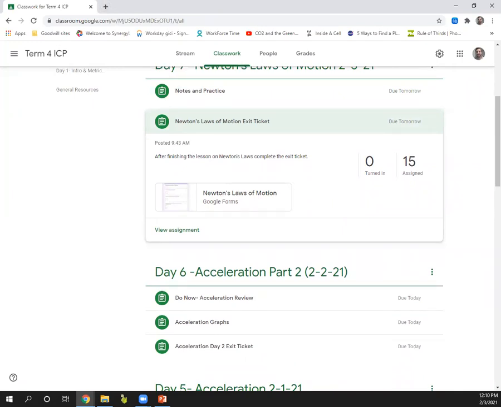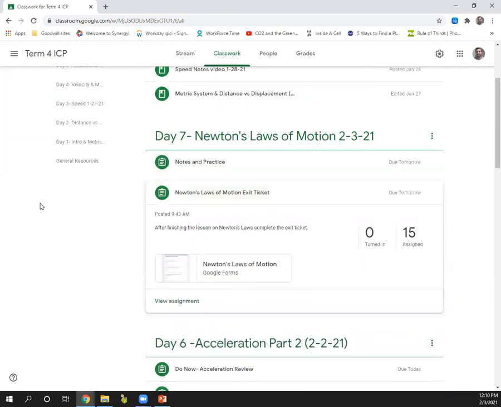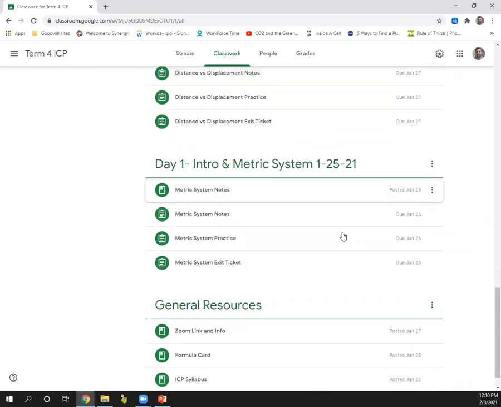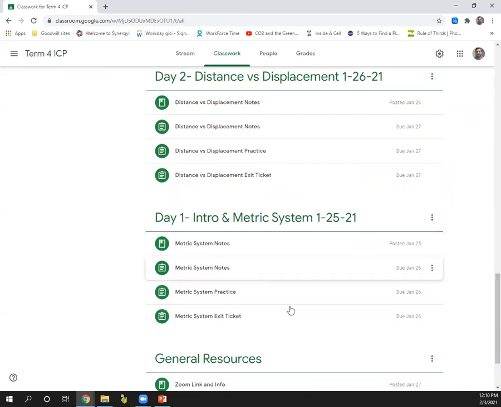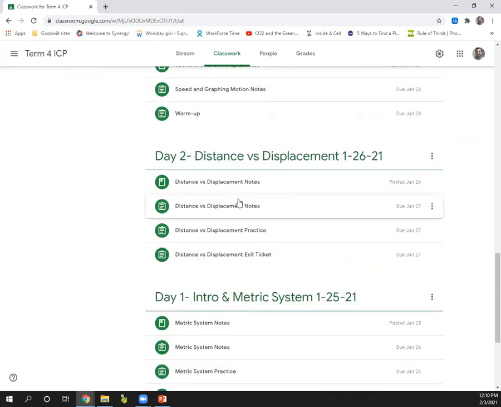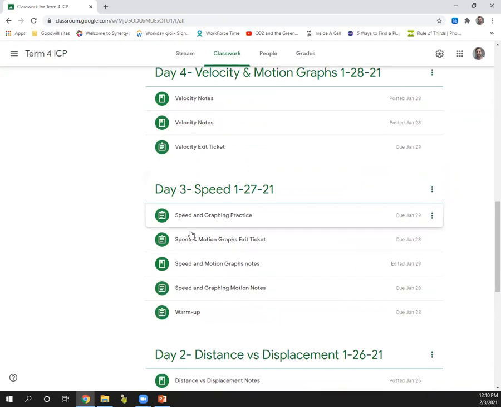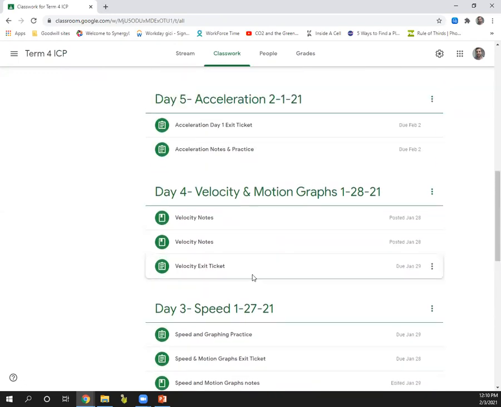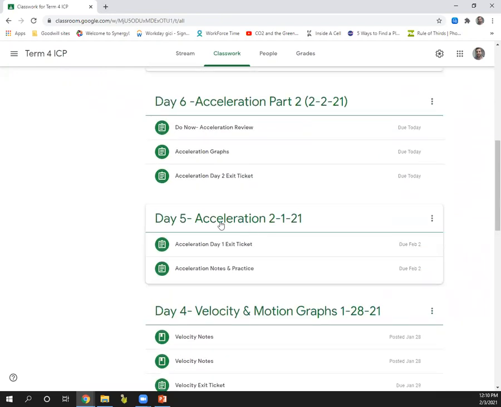All right. Again, tomorrow is the first test. So it's very important that you are studying everything up until now. So what is that? Hey, the metric system. Remember, moving the decimal one way or another. Distance versus displacement. Distance doesn't care about direction. Displacement does. Speed, distance over time, and the motion graphs. Okay. Velocity, displacement over time.